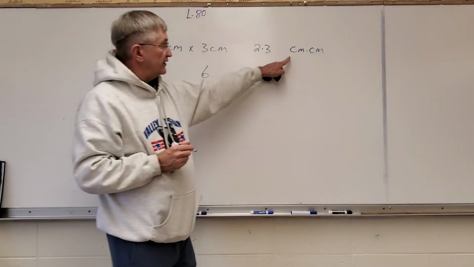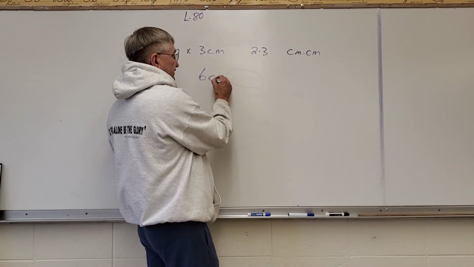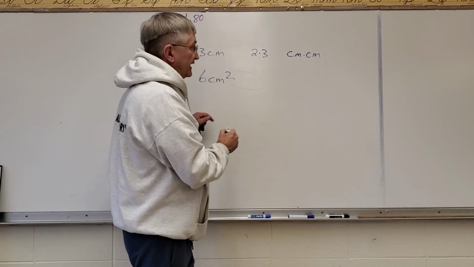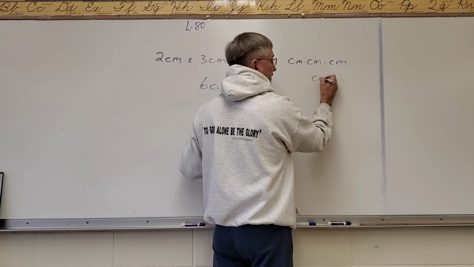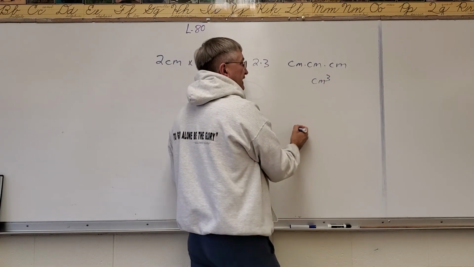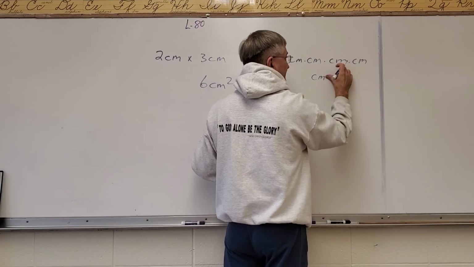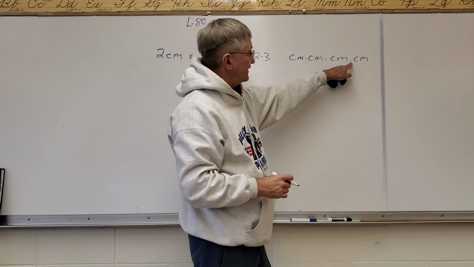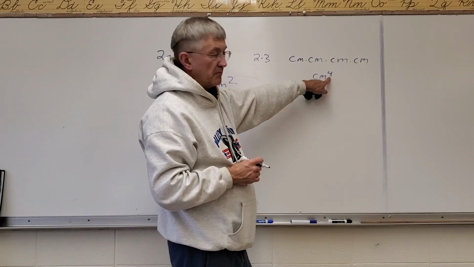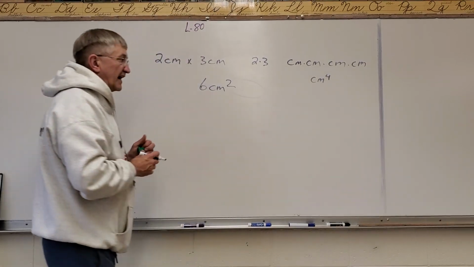We said earlier, if I have centimeter times centimeter, that's going to equal centimeter squared. If I have 3 centimeters, then it's centimeter cubed. If I have 4 centimeters, it's going to be centimeters to the 4th. The number of centimeters is determined by the exponent that I have there. All right, like I said, that was fairly easy.